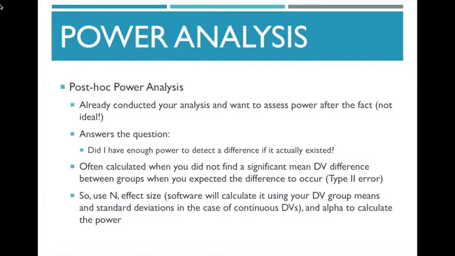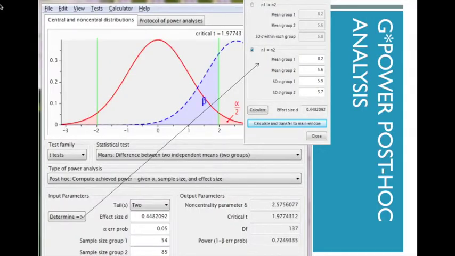Power can be calculated using the number in your sample, effect size, which is calculated by software using the DV, group means, and standard deviations, as well as the alpha value.